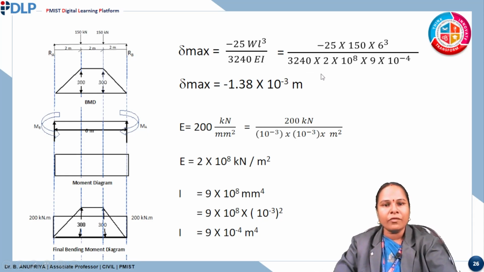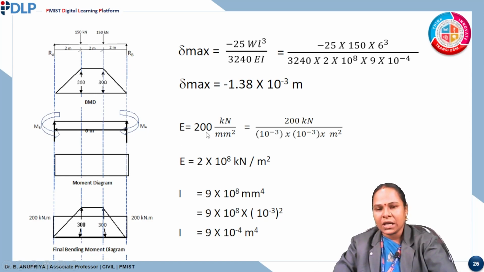In the problem they have given the E value and I value. E is given as 200 kilonewton per mm square, but I am going to substitute in meters. While substituting, it should be in the same unit. Here they have given it as kilonewton per mm square, but for all the previous calculations we have used meters, so I am converting it into meters. So 200 kilonewton per mm square, converted into meter square, is 2 into 10 power 8 kilonewton per meter square. The I value they have given is 9 into 10 power 8 mm power 4, which I am converting into meters: 9 into 10 power minus 4.